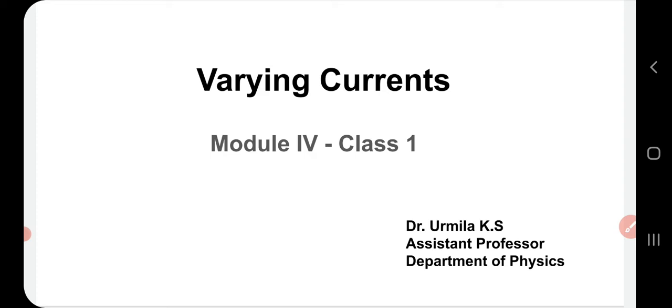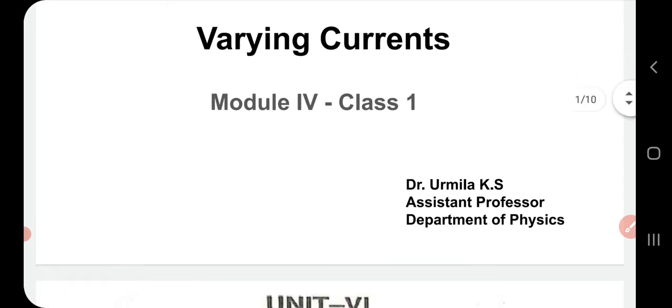In that, I will be teaching you the fourth unit, namely varying currents. After completing this unit, I will be taking a few portions from unit 1, 2, or 3. But before that, I'll teach unit 4, which is varying currents. So let us begin the first class on our chapter varying currents.